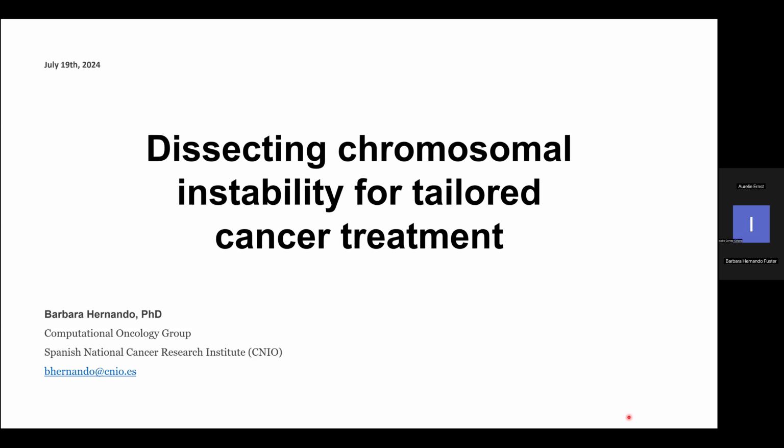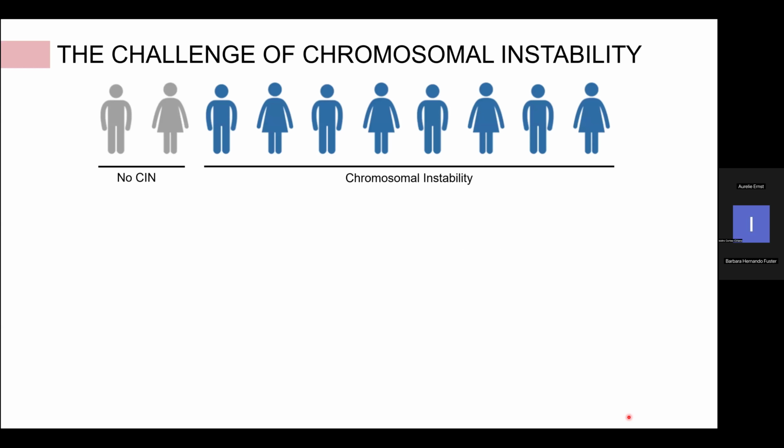I'm a senior postdoc at the Computational Oncology Group at the CIN, and in my group, we are interested in dissecting chromosomal instability to tackle those complex tumors in a more effective and rational manner. But why are we interested in chromosomal instability? Around 80% of all cancer patients present chromosomal instability. That is a hallmark of cancer linked to metastasis, poor prognosis, and therapeutic resistance.